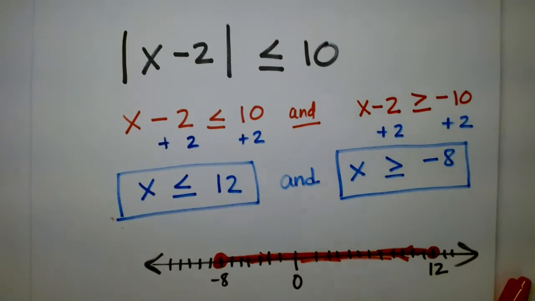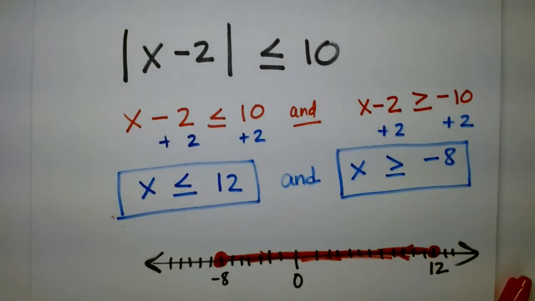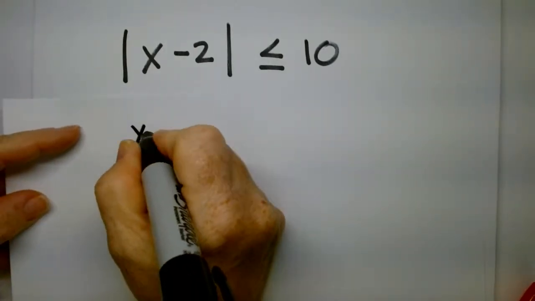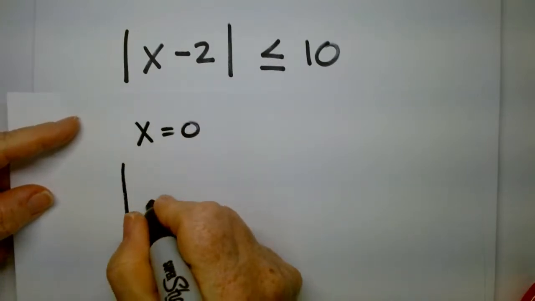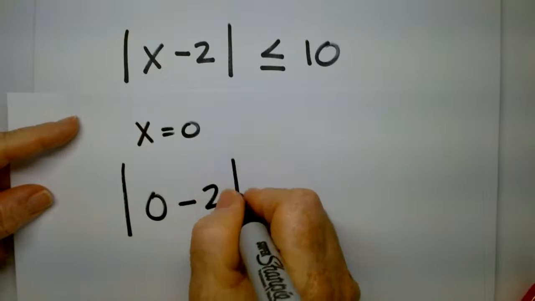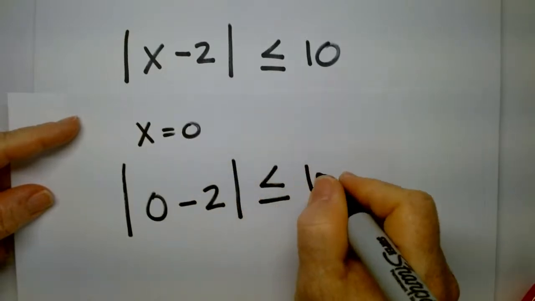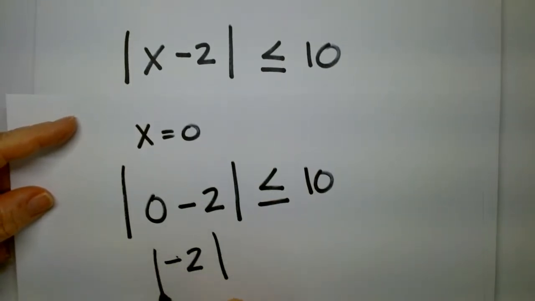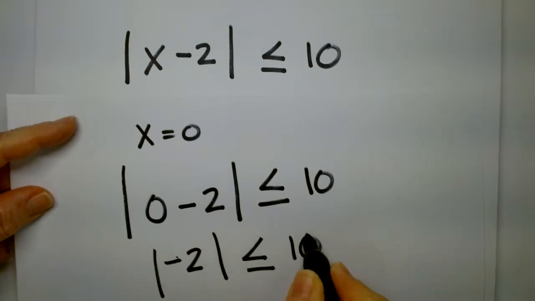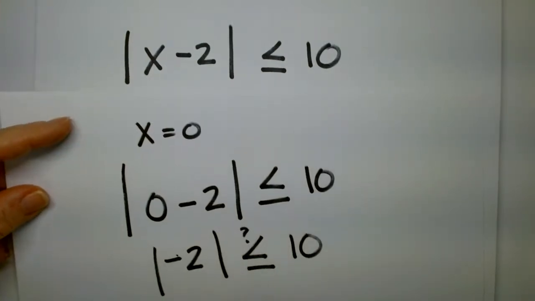Okay, so it makes the statement true because let's pick x is equal to 0. How about that one right there? That's an easy one. So if x is equal to 0, that means wherever you see an x, you're going to put a 0. So 0 minus 2 is less than or equal to 10. Okay, so what does that mean? 0 minus 2 is minus 2, and it's got bars on it, less than or equal to 10. So that's what we want to know. Is it less than or equal to 10?